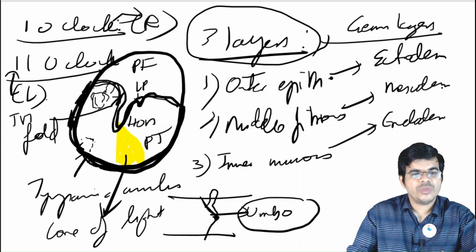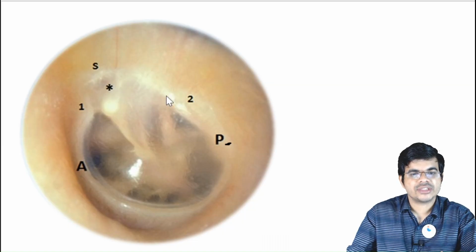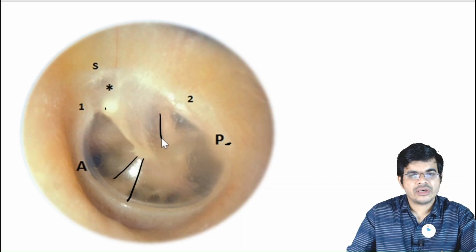Now, which side is this? If you look carefully, you can see that the handle of malleus is pointed towards the left, and the anterior-inferior quadrant is seen here, right? The cone of light is seen here. So that is the left tympanic membrane. Sometimes when there is a perforation, you will be able to clearly see the incudostapedial joint, as you can see here. This is the lenticular process of incus.